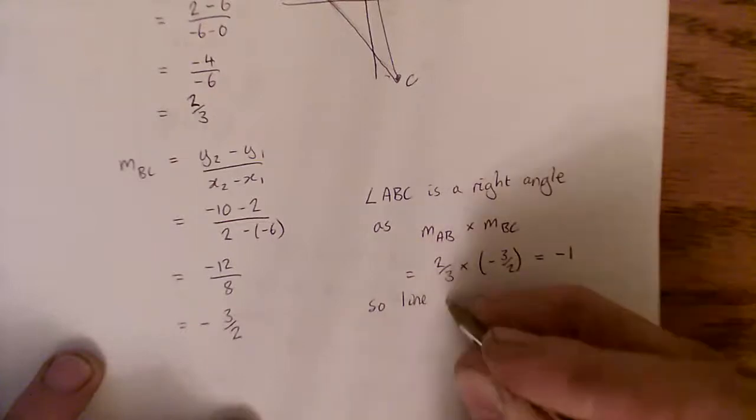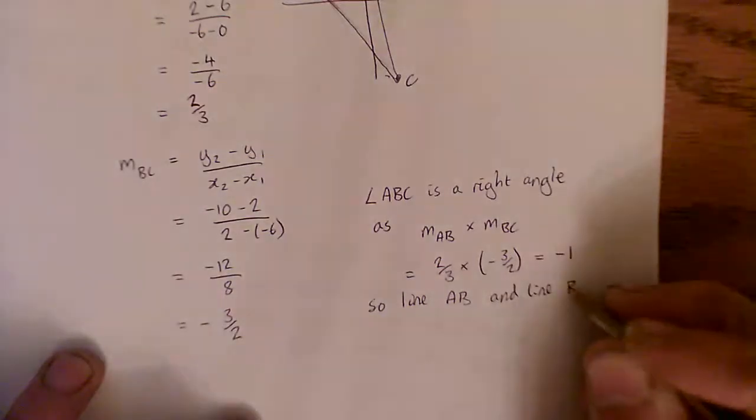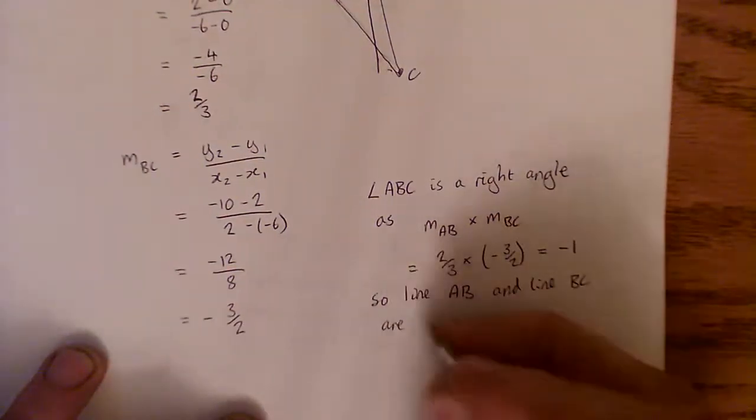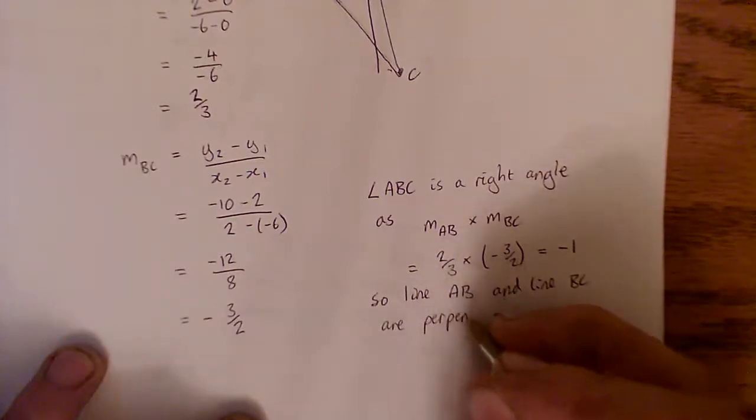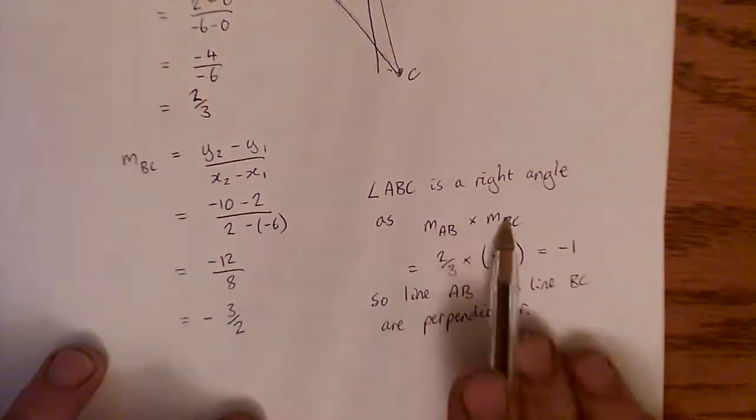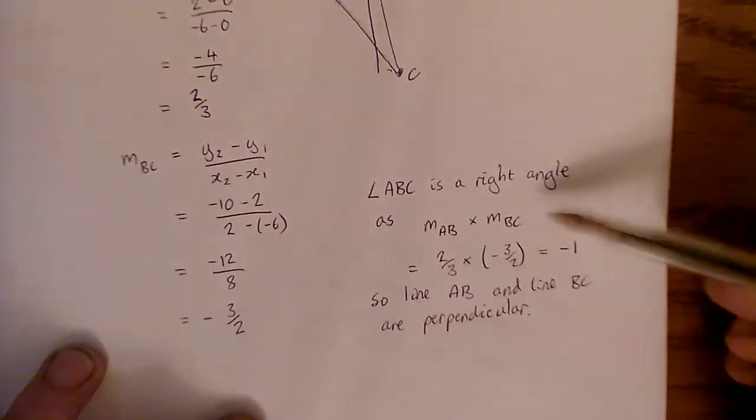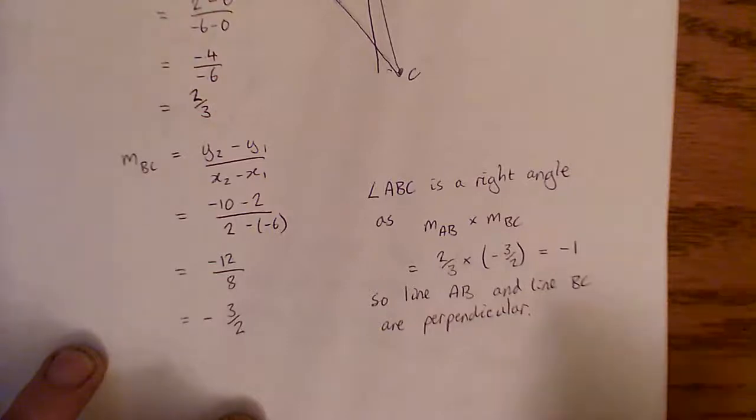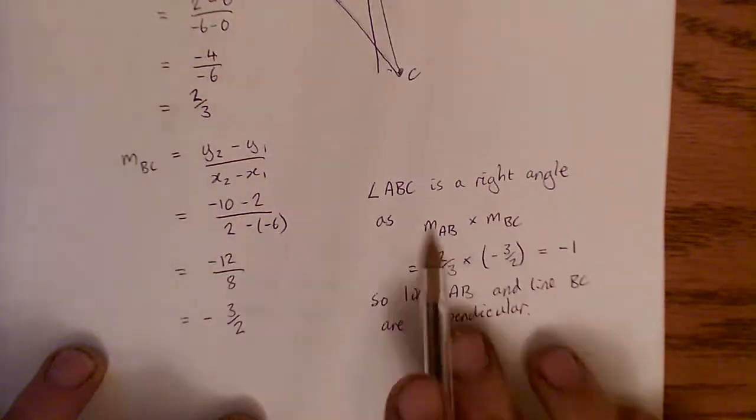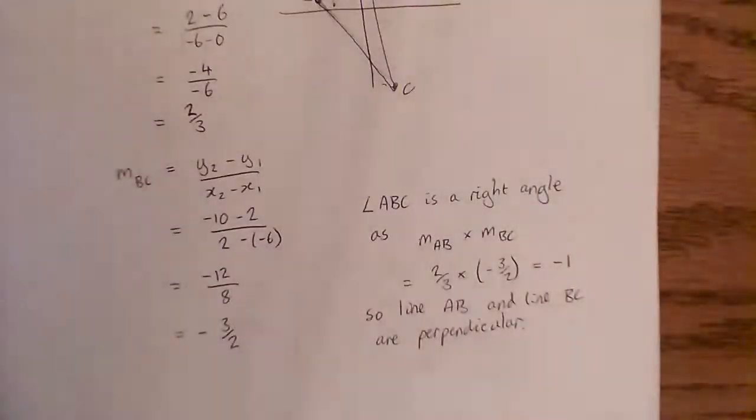So line AB and line BC are perpendicular. So this is just formalizing it, making it really obvious, and actually writing this statement about gradients multiplying to give -1 is the nicest way to write and answer a question, prove that or show that something is right angles, perpendicular. This is the way to show it and confirm it. So working from that, hopefully you can now have a go at the more tricky ones and work your way through those. Hope that all goes well.